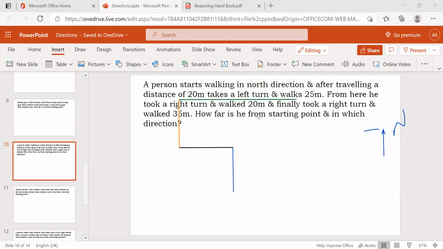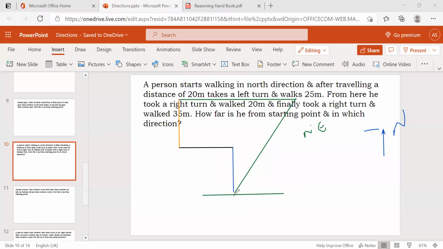Now what they're asking: how far he is from the starting point, and in which direction he is. This is the starting point. He is now here. Which direction? This is north, this is east, and this is northeast. Northeast.